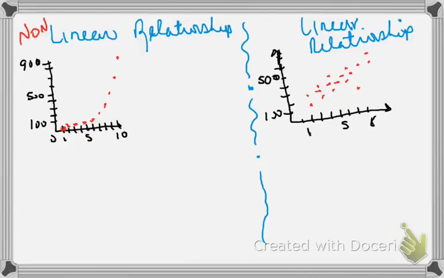In this video, I'm trying to contrast the bivariate sets of data that suggest a linear relationship with bivariate sets of data that do not suggest a linear relationship from a graphic representation. So basically, I've got a couple of graphs here, and we have a bivariate set of data.